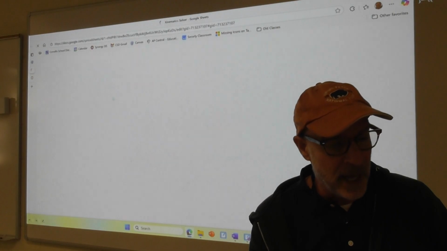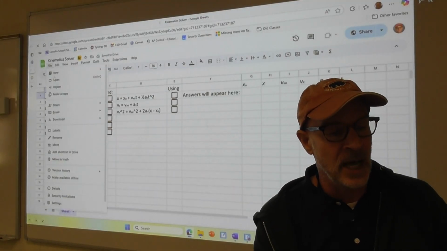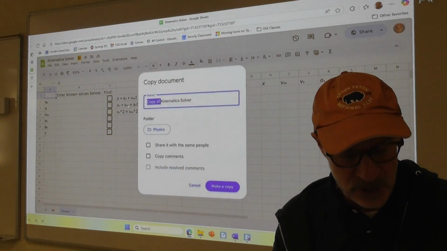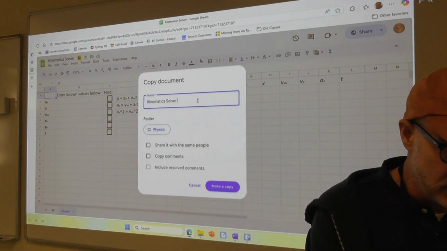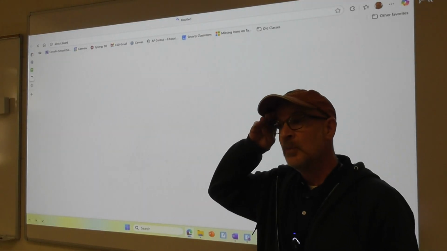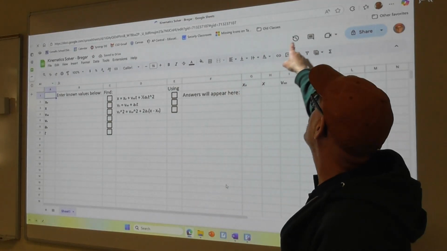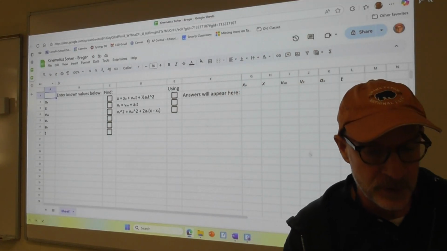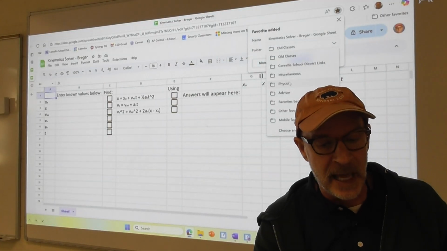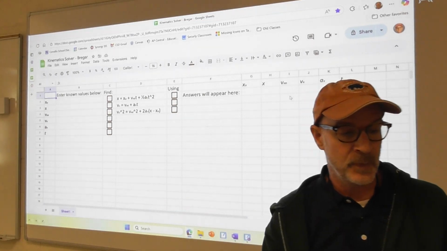And if you click on that, then you will need to make a copy of this. Every year I do the same thing. I just change the name to Kinematics Solver -Brigar, and then don't keep opening the document over and over and over again. Bookmark your version of the solver, and then you can use that whenever you want without having to make a copy, all right?